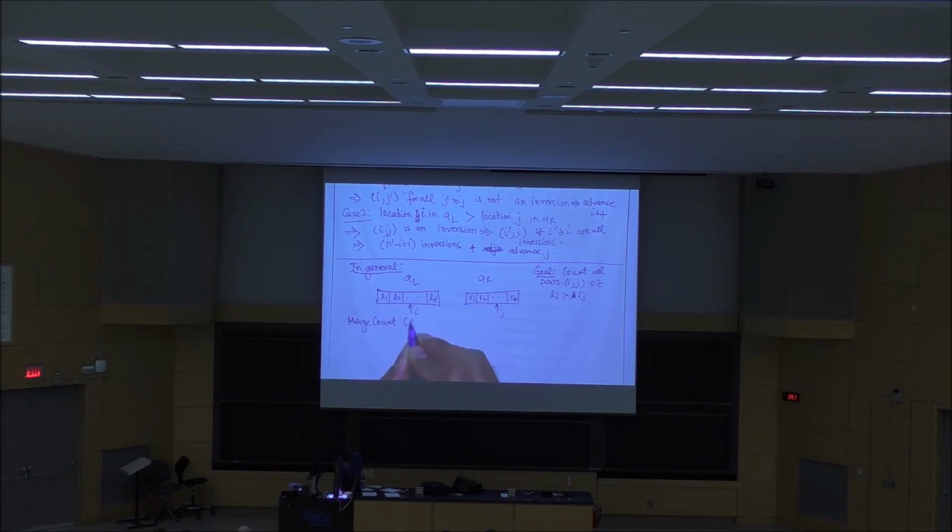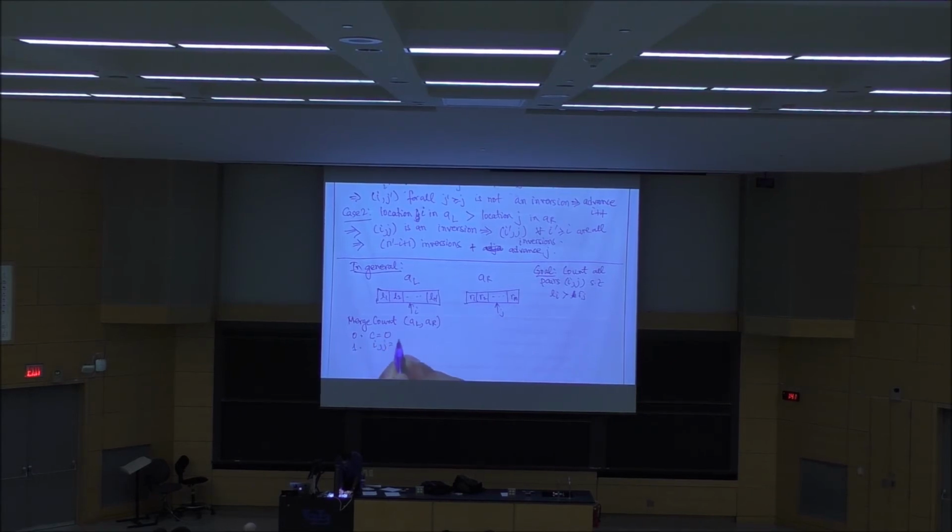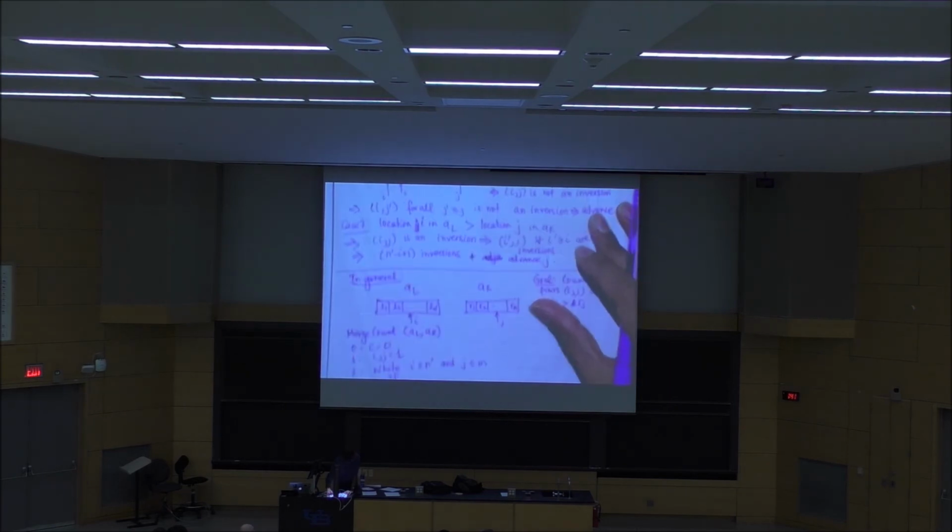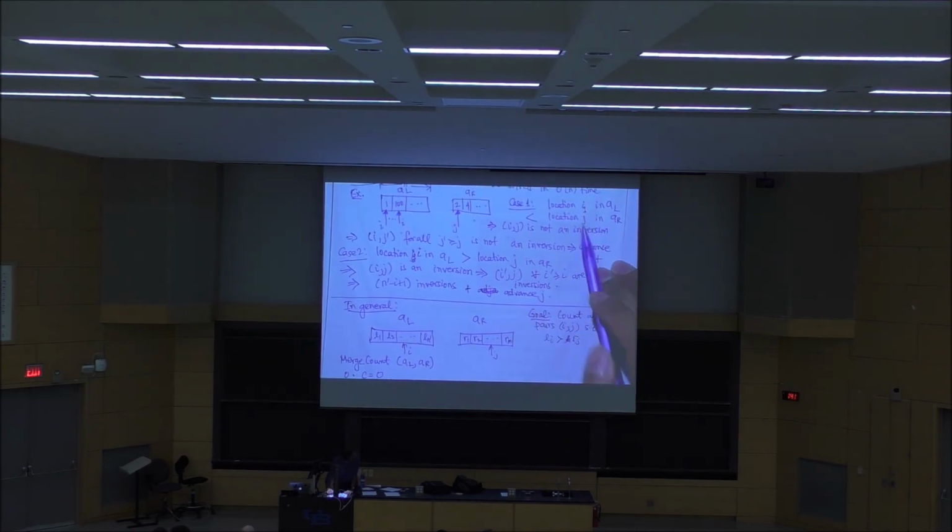So in this case, I'm given the left part and the right part. I have some count that I initialize to zero. I have two indices that I initialize to the start of the left and the right part. And like in the merge algorithm, I'll keep on continuing till I'm not done with at least one of these two left or right parts. So while i is less than or equal to N prime, and j is less than or equal to M, I check if the ith guy in the left part is smaller than or equal to the jth guy in the right part.